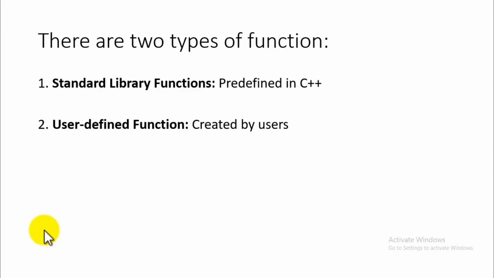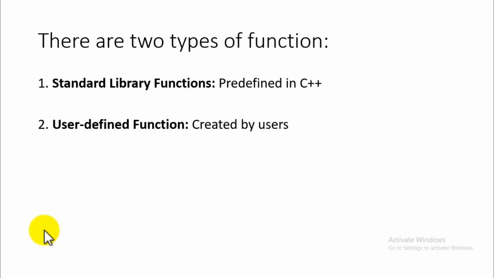So there are two types of function: a library function, which is a predefined standard library function in C++, and a user-defined function created by the user.